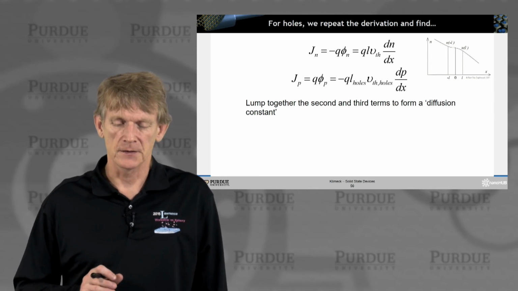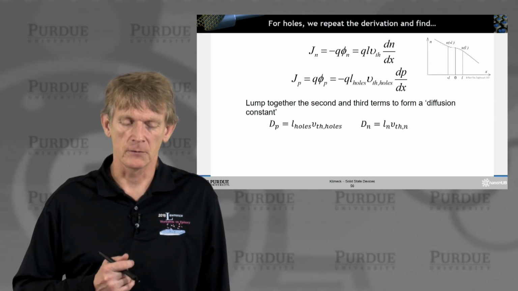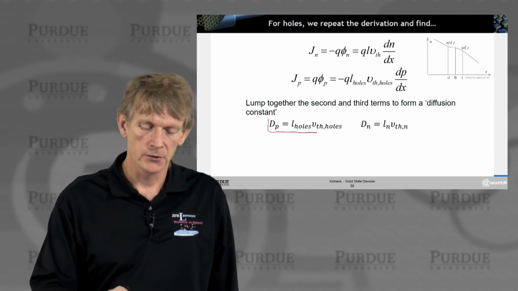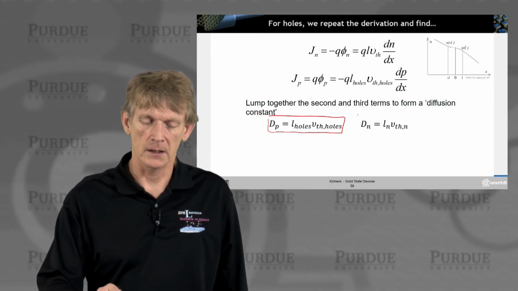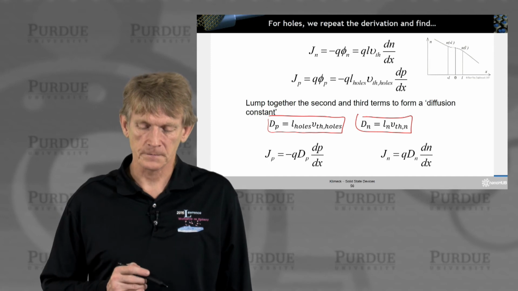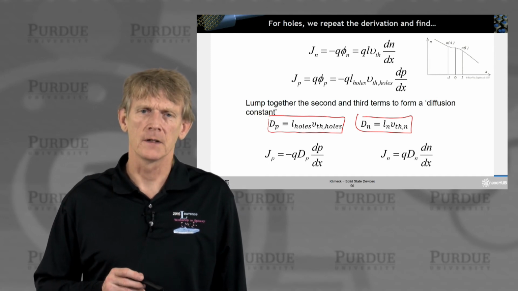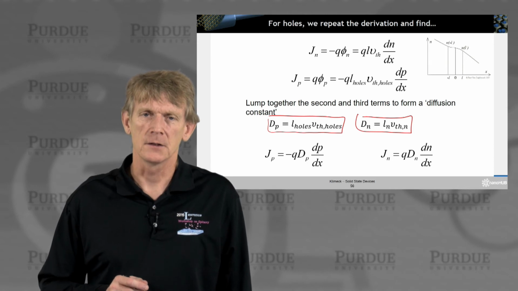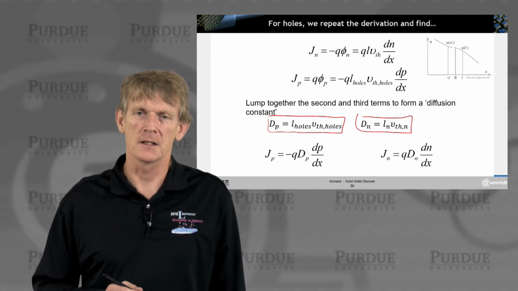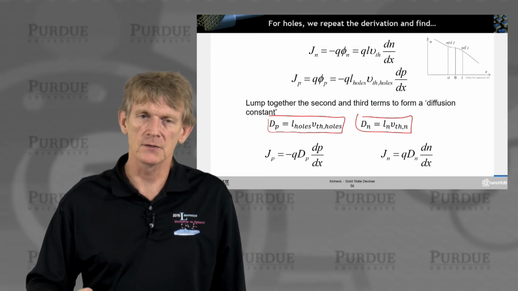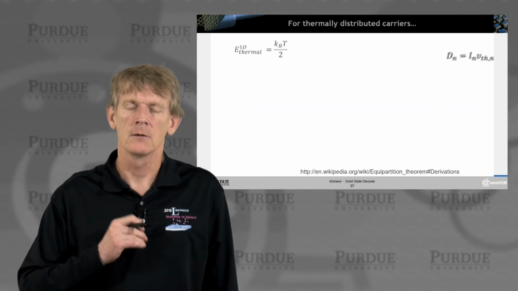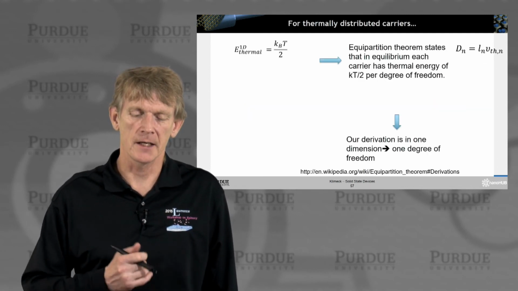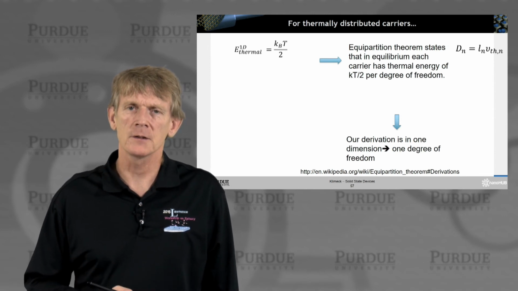And we have lumped together the second and third terms in the form of a diffusion constant. So again, the diffusion constant is really the length that the holes might travel and the thermal velocity, or for the electrons, it's the same term. And we have the definition of current density as induced by a gradient of charge, either holes or electrons. So this is very similar to the derivation I had just shown. In a sense, it's somewhat of a repeat with slightly different notation. Again, we're assigning the equipartition theorem, where it states that for each degree of freedom, we give it half kT.